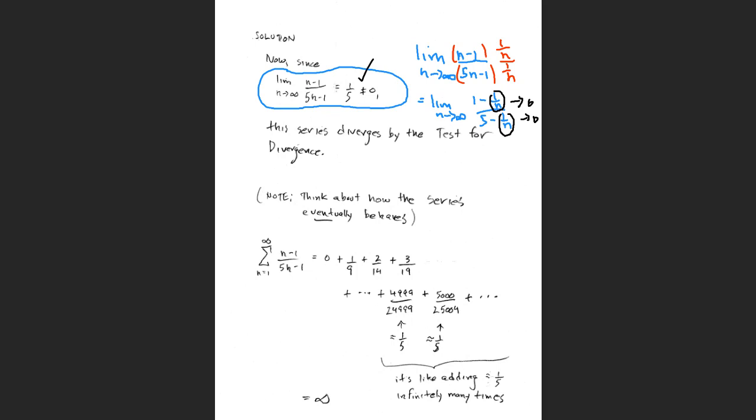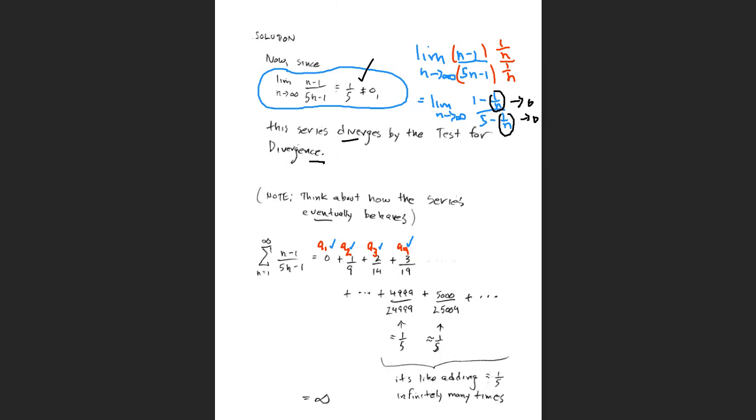So since the terms of the series approach a fifth, the series has to diverge by the test for divergence. That's called the test for divergence. And I have a note here to just think about how the series eventually behaves. So what I've done down here is I've written out the first 4 terms of the series. Okay, so this is the first term, second term, third term, fourth term.